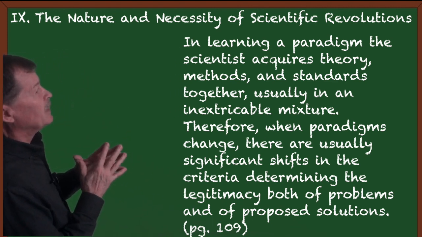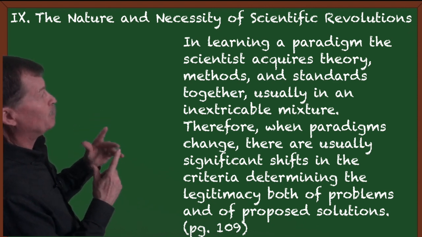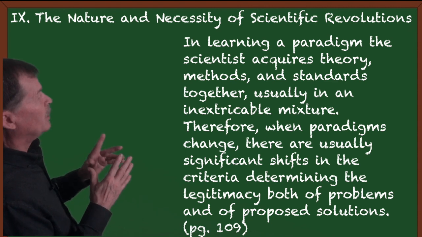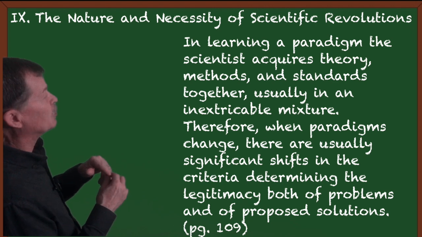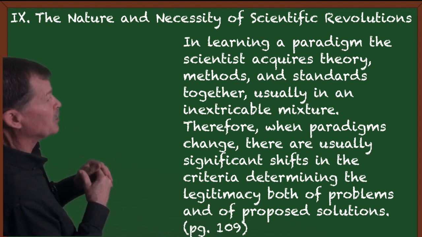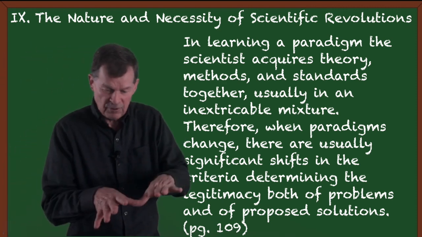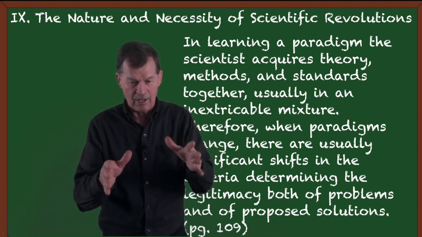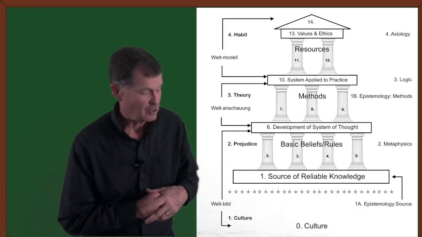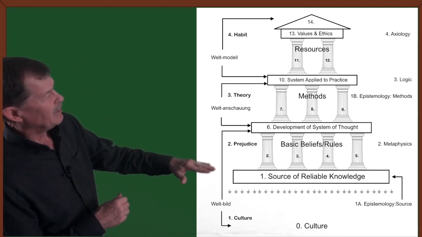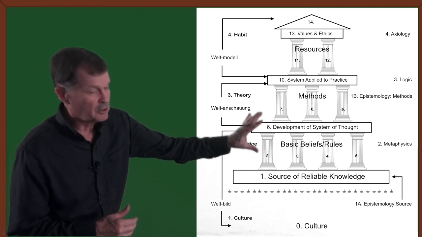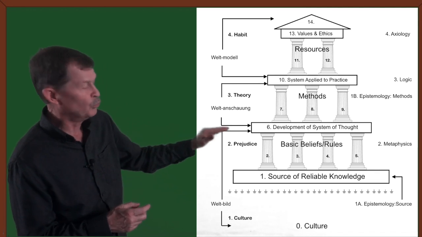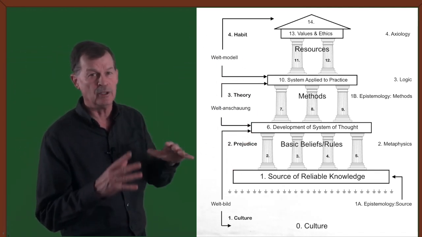In learning a paradigm, the scientist acquires theory, habit, prejudice, and culture, methods, and standards together, usually in an inextricable mixture. Therefore, when paradigms change, there are usually significant shifts in the criteria determining the legitimacy both of problems and of proposed solutions. Your proposed solution has to fit within the parameters of what is an acceptable solution. The problems are also defined, and the solution has as much definition as well. And again, we're looking at the house, and the house is a paradigm. You change any part of the house on the lower structure, and it's going to change the structure above it. You change the epistemological source, you change the rules that govern it, it's going to change the methods. It's a package deal, that one influences the other.